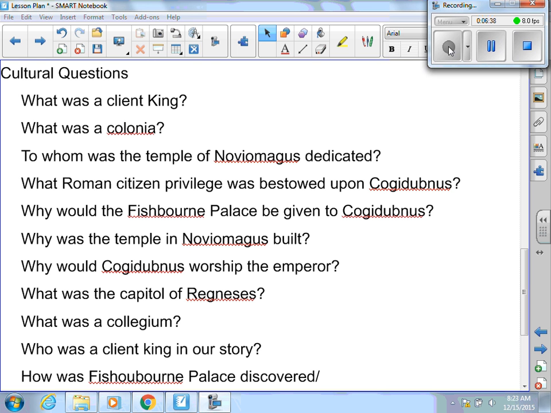How was the Fishborn Palace discovered? It was actually discovered by some people that were digging a trench or a drainage ditch. So really it wasn't looked for. It was just kind of accidentally found.